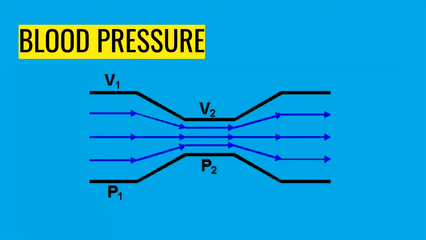So I want you to use that and then tell me on this diagram where the fluid is going to move the fastest. V2, P2, that area, right here in the middle.